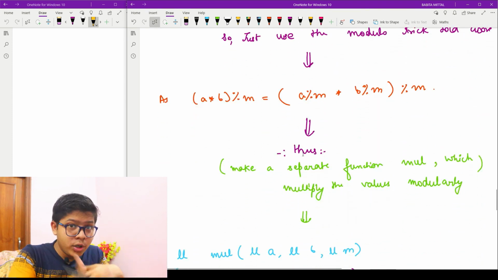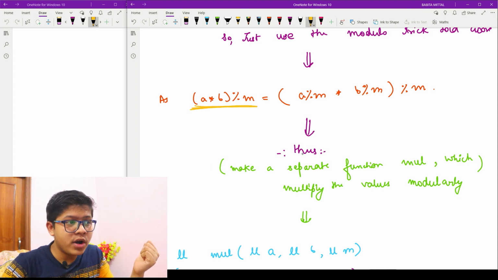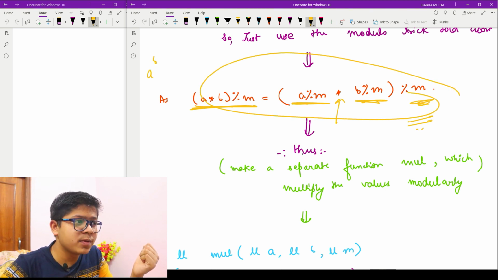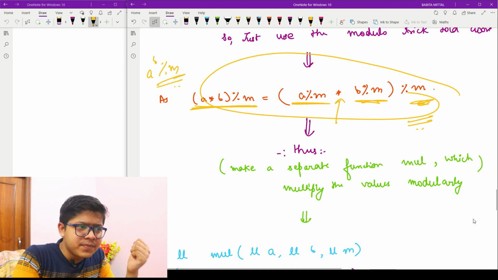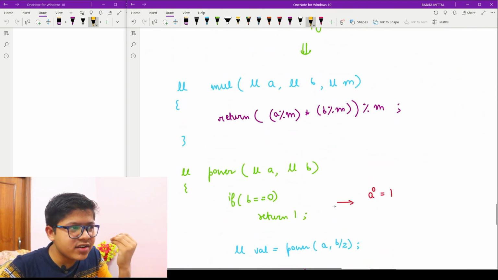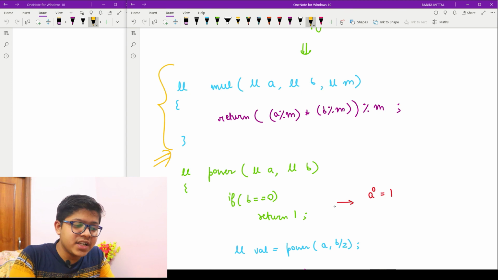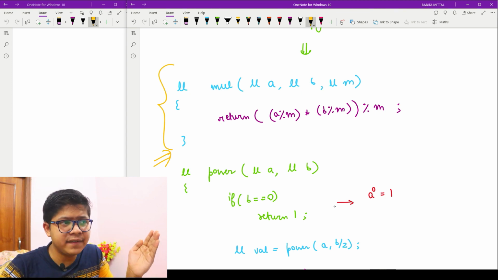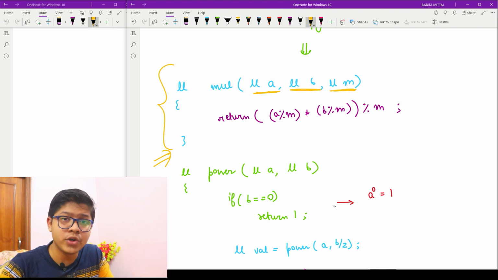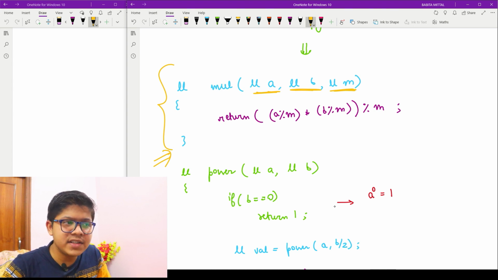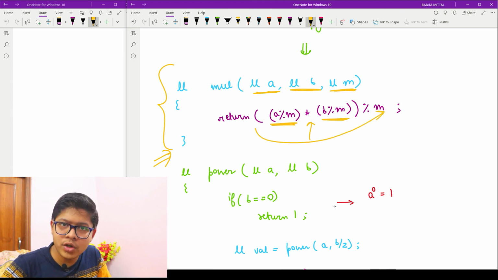As we learned above, the modular property of multiplication, which is a into b mod m, is nothing but individual modulo and multiply operation and then mod m. So I will use this property to compute a raised to the power b mod m. Now how? I will write this extra function which gives me the multiplication in the modulo way. If I have two numbers a and b and I want the modulo m, the function will simply do the modulo of these two numbers individually, multiply them, and then again do the modulo with m.